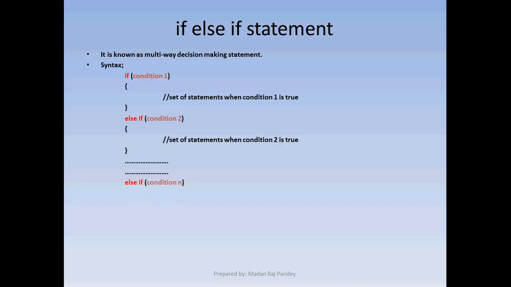And similarly, it evaluates the conditions as per the programming requirement. Suppose the last condition to be checked is the nth condition, it will check like this: else if condition n, and if this condition is true, then the set of statements for condition n is executed, and if none of the above conditions are true, the default block to be executed is the else block. So basically, this is the syntax of the if else if statement. The if else if statement gives us the power to check more than one condition in a program.